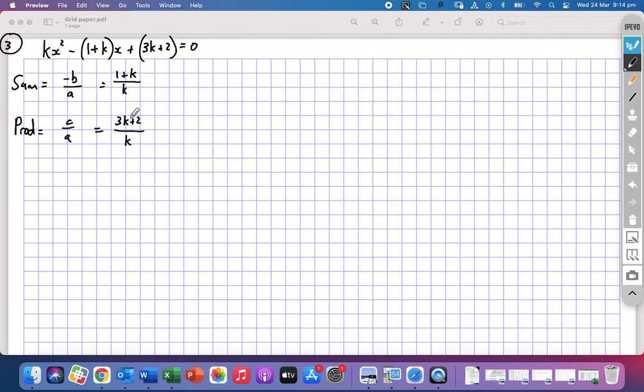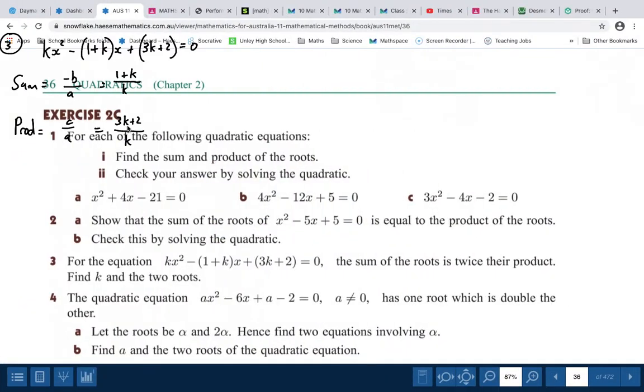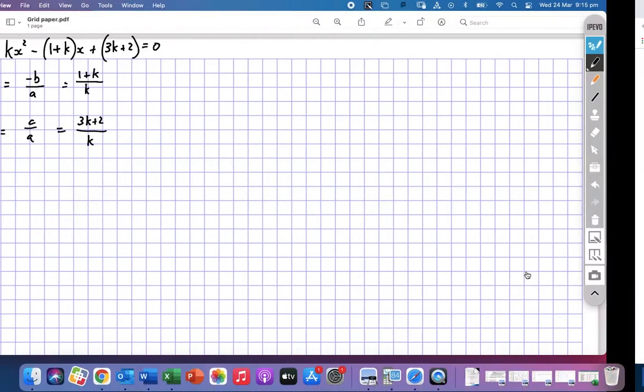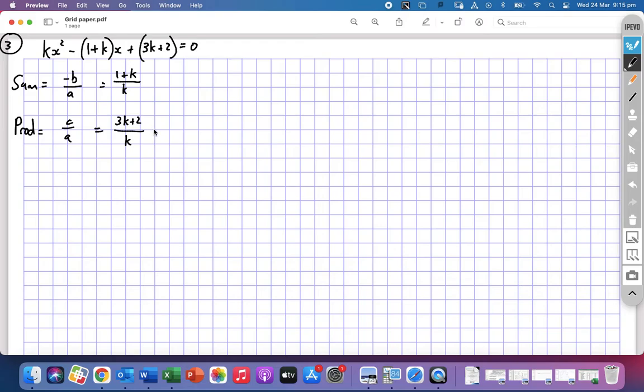Now I think that if I multiply that by 2, it equals this one. I'm going to read it one more time. The sum of the roots is twice their product. They're telling me that. The sum is twice the product. Okay. So I need to take the sum equals 2 times the product.